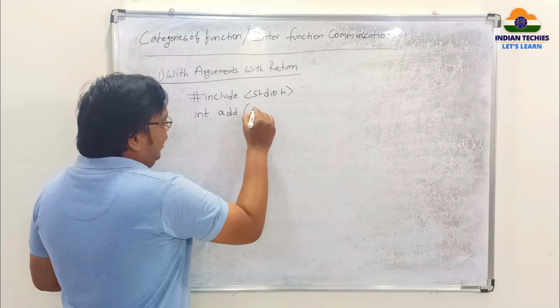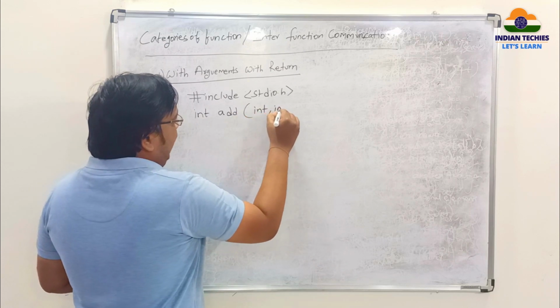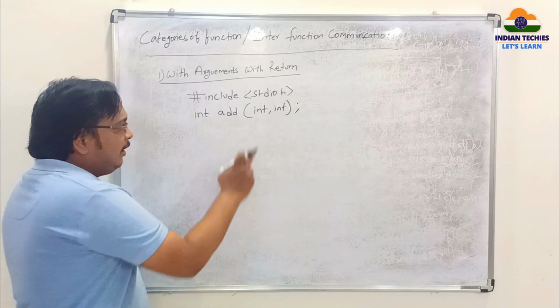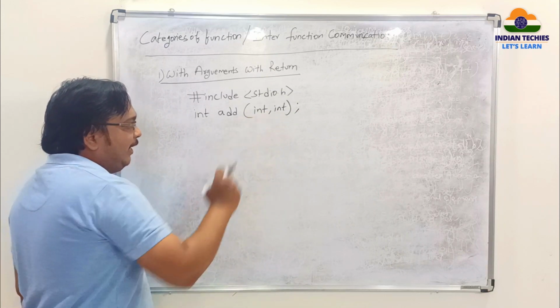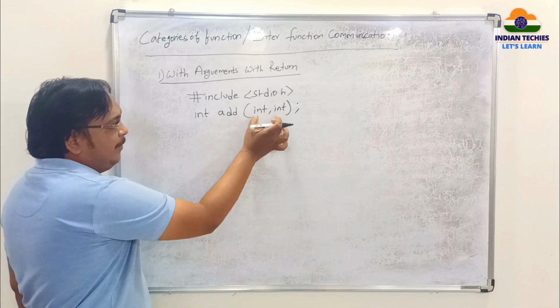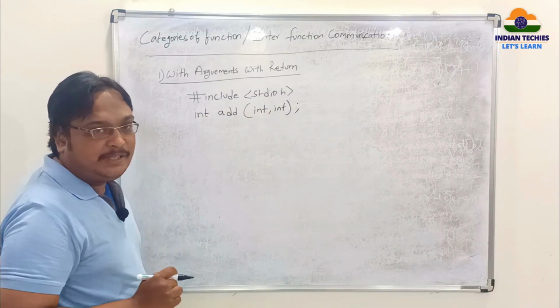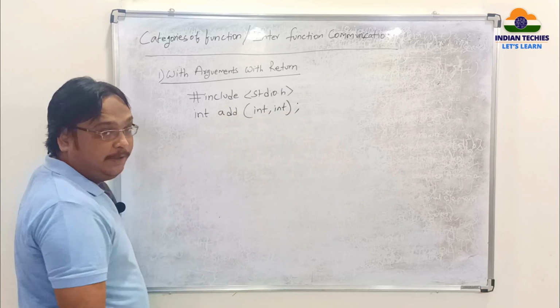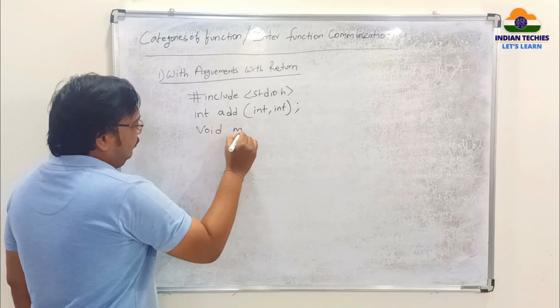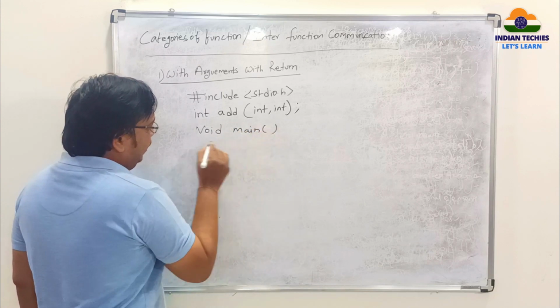For this function, I have to send two values. I have to mention the two arguments' data types. In brackets, whatever we write, those are called arguments. So I want to send two values, so I am mentioning two data types. That's it. This is the declaration, semicolon. Now let's start main. Void main.